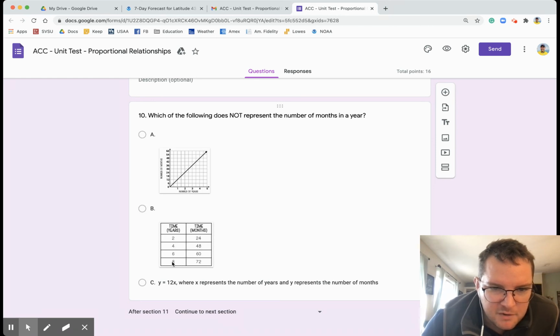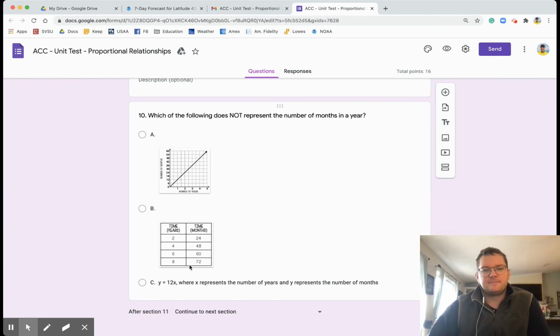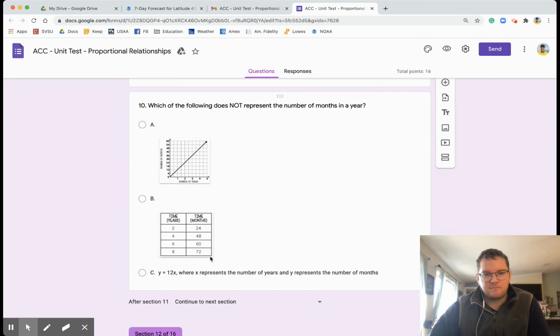If you were to do all of these, this one is not correct. 8 is not 72. If you go 8 times 12, it's not 72. Even if you go 6 times 12, it's not 60. And the reason I'm saying 12 is because there's 12 months in a year.